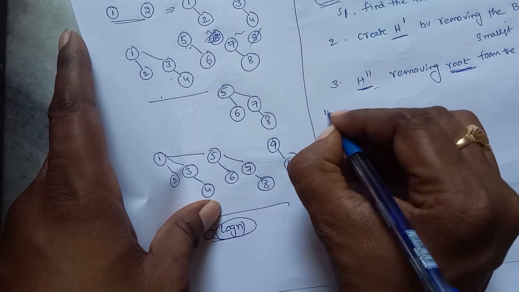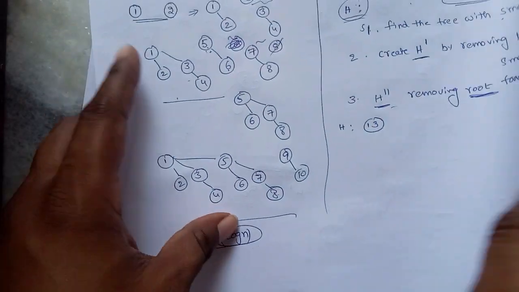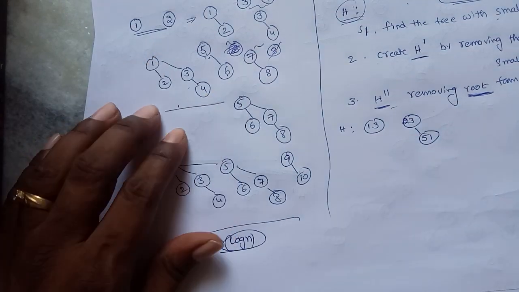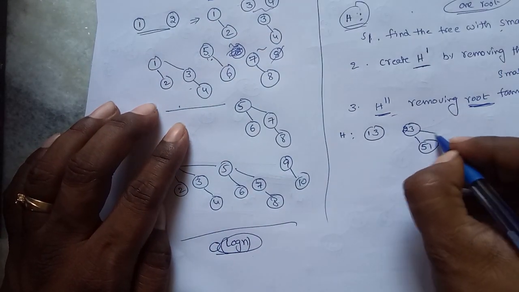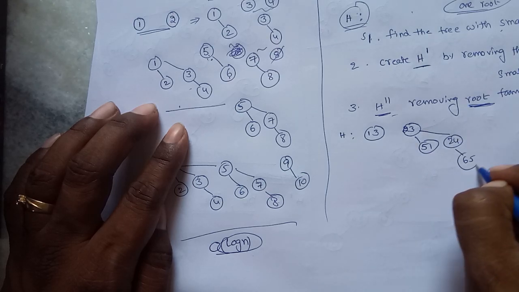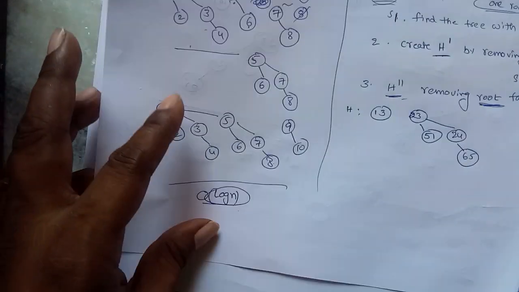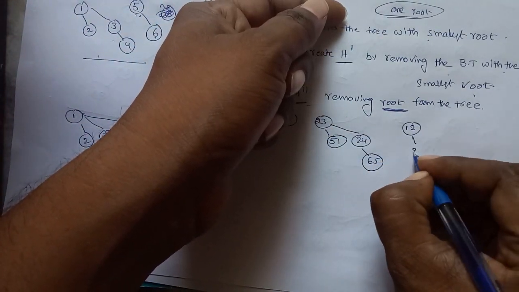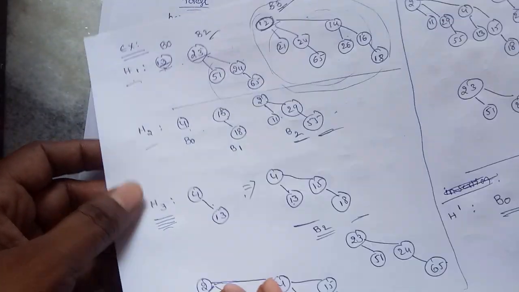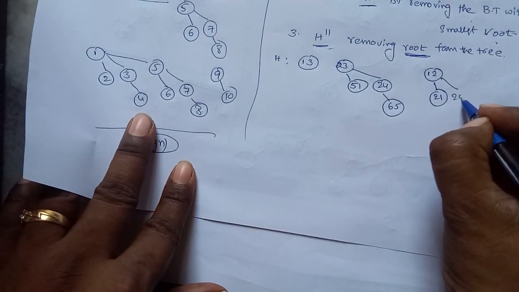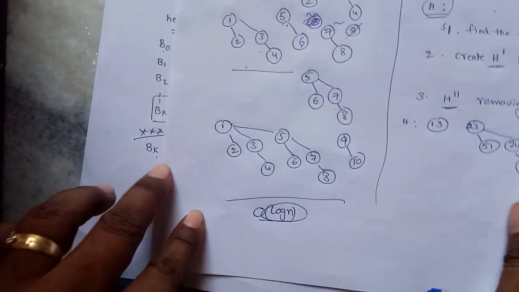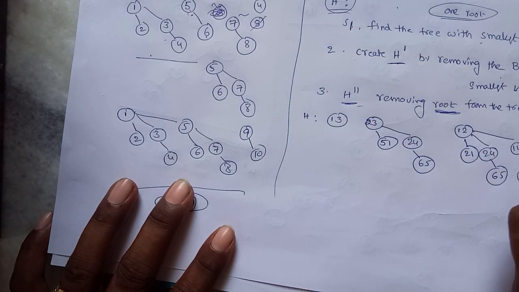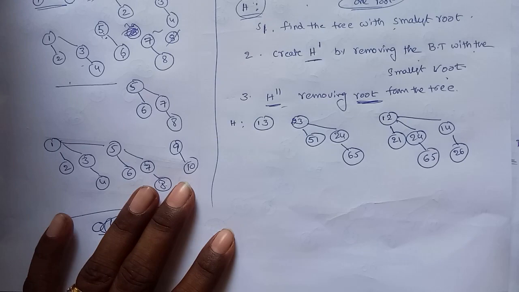Here I will write the example. H is equal to 13, 23, 51, 24, 65. Next one is 12, 21, 24, 65, 14, 26, 16, 18.